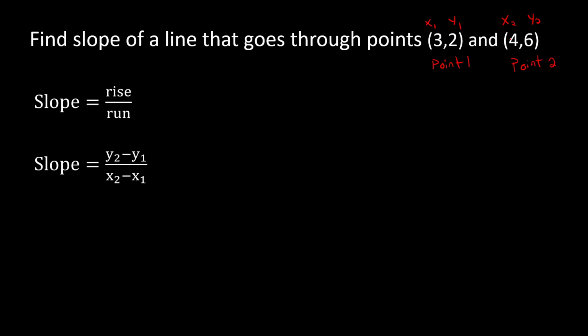And at some point, you will not need to write all of this out, but it's sometimes helpful as you learn to write this out so that you don't make careless mistakes. So when I solve this, I take y2 minus y1. So we have 6 minus 2 for the rise. And the run is going to be 4 minus 3, which is 1. So we have 4 over 1, or our slope is going to be 4.